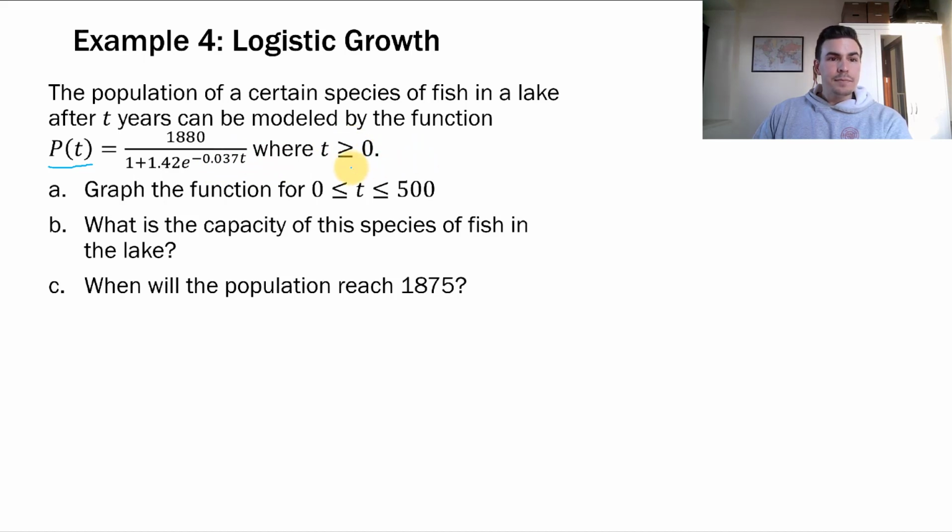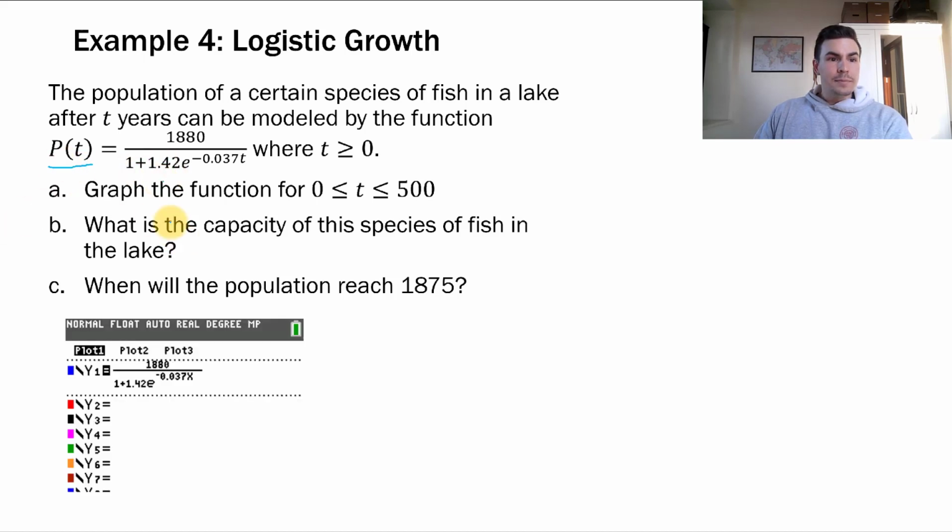Some biologist went out maybe and studied these fish, and they were able to model what they found with this function here. So the first thing we're asked to do is graph between 0 and 500. We just need to plug this directly into our calculators. So go to your calculator and set this up like so.